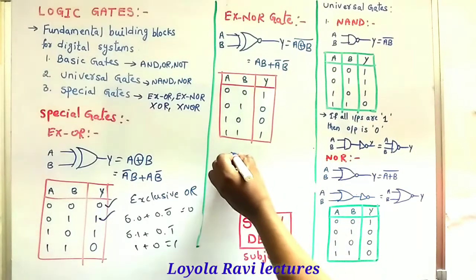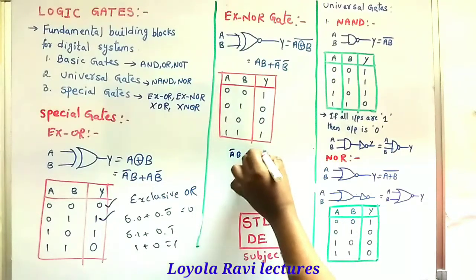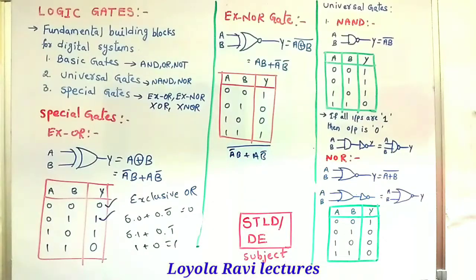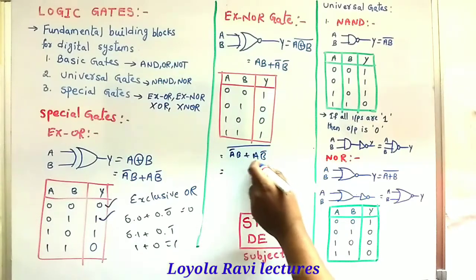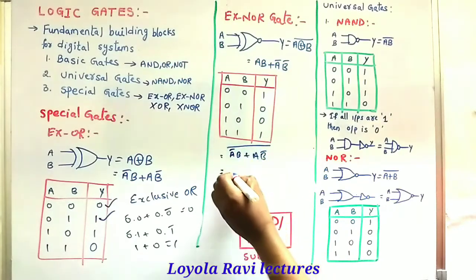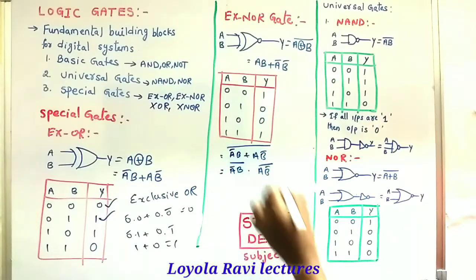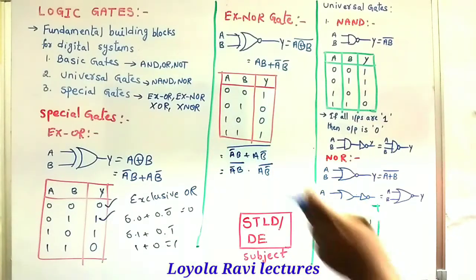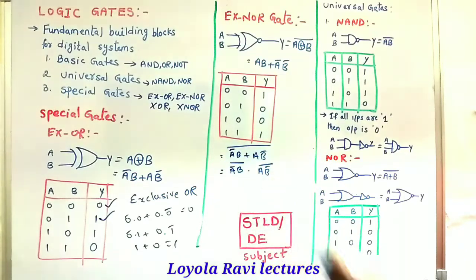See here, A bar B plus A B bar whole bar. This is A XOR B value whole bar. By using De Morgan's law, I am simplifying this. This is A, this is B. Let us take A plus B whole bar means A bar into B bar. This A bar B I am taking as A, A B bar I am taking as B. A plus B whole bar is nothing but A bar into B bar.